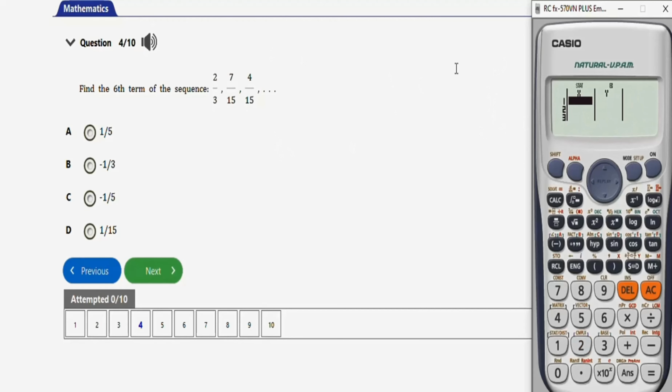The S value will be the number of times. We have up to 3 times here. So let's work with 1 and 2 only. So the first time is 2 divide 3, and the second time is 7 divide 15. So that's it. Let's remove this.